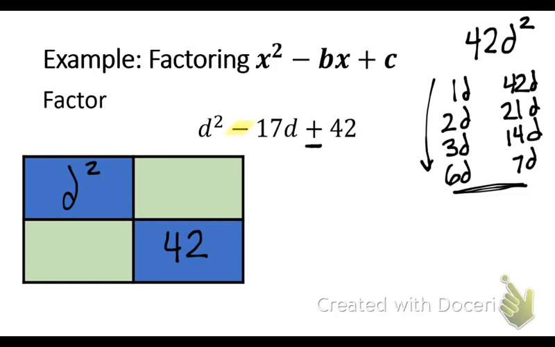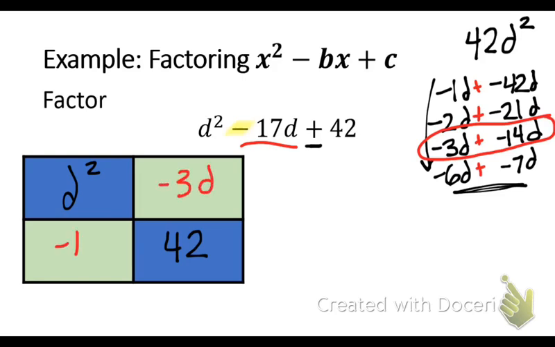So, with that being said, that positive at the end means that both signs have to be the same because they multiply together. So when two negatives multiply, I get a positive, or when two positives multiply together, I get a positive. But since the middle term had to be negative and the last one's positive, that means all of these numbers are negative. Okay, so when I go to add them together, I want to know which pair adds to negative 17. So that pair happens to be my negative 3D and my negative 14D. So I have negative 3D and negative 14D.